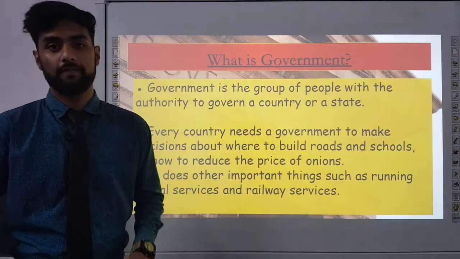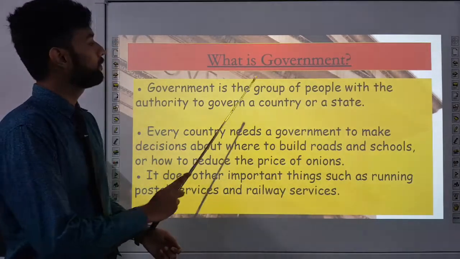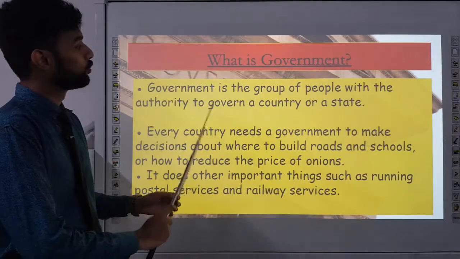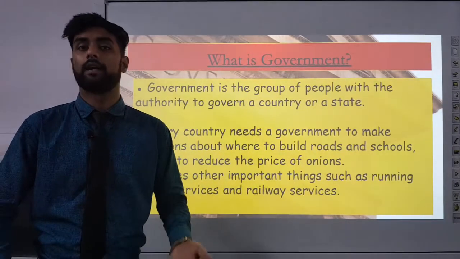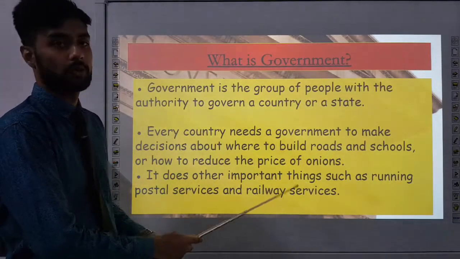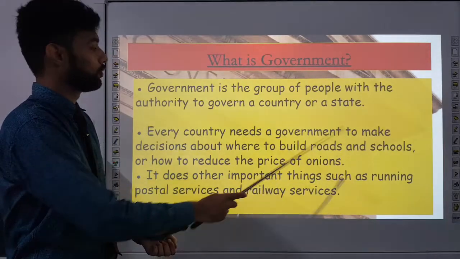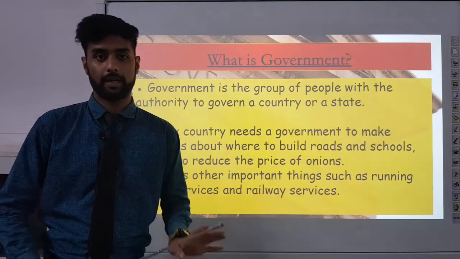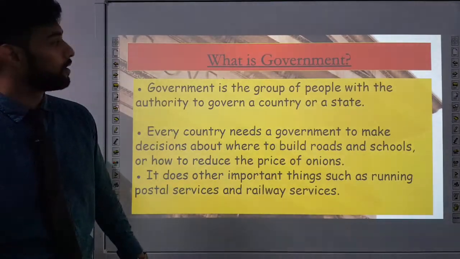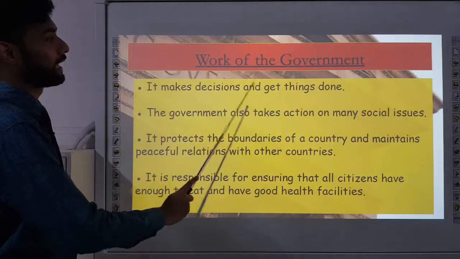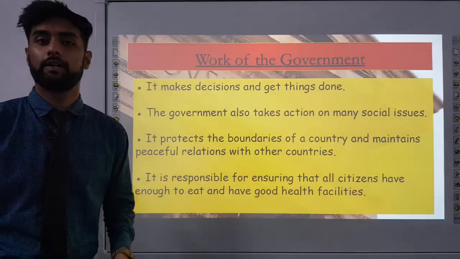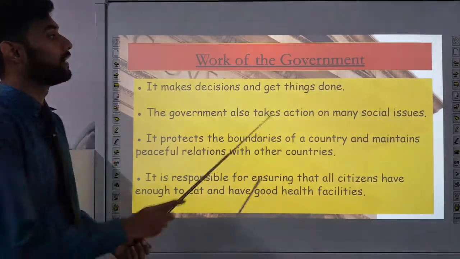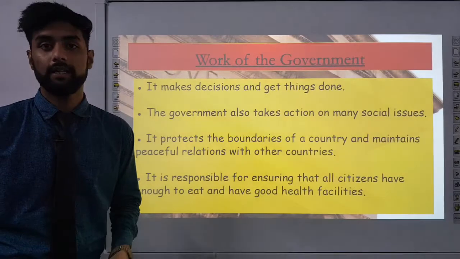So up until now we have learned that what is government? It is a group of people who have the power to rule over a country or a state. And what are the various things they do? They build roads, they decide where to build road, where to build school, when should we reduce the price of onions and other articles. Okay, I hope it's all clear to you. Moving on, it makes decisions and gets things done. Government, what do? They make decisions on topics and they see what needs to be done for the country.